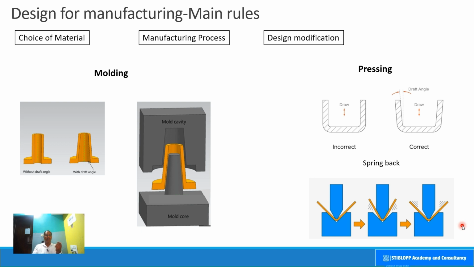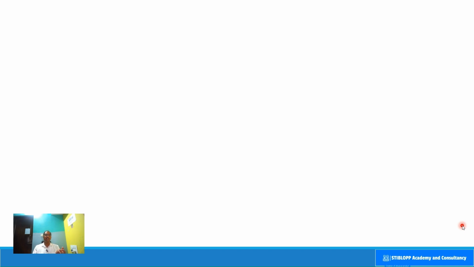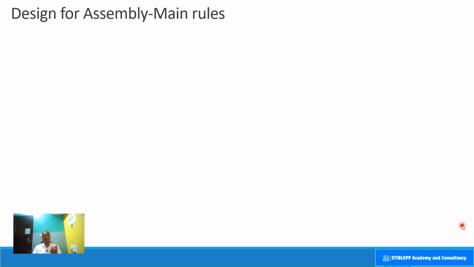Okay, now let's see what is the next important advanced design criteria. The next important advanced design criteria is design for assembly. Okay, what I mean by this is you have to introduce certain features in your design so that the assembly could be done very easily. The first rule is location for assembly.